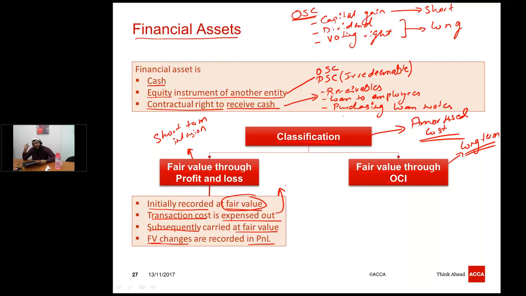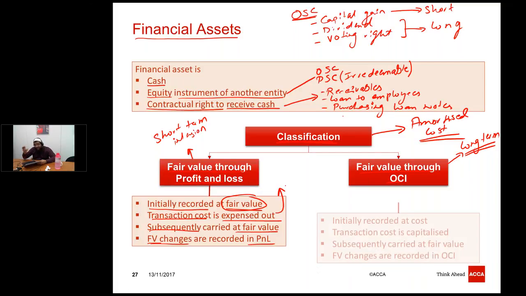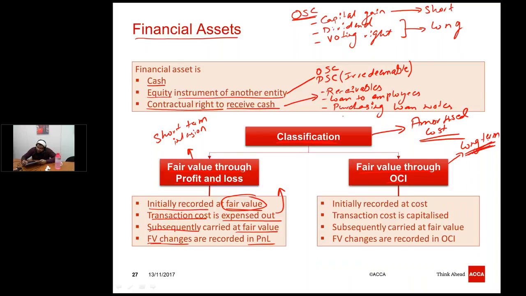However, if the intention would have been long-term, in that case the cost is capitalized. So if we are capitalizing the transaction cost, the asset would initially become at cost. The word cost means fair value plus the transaction cost. So in fair value through OCI, we are actually capitalizing the transaction cost and increasing the fair value to the cost of the asset. And subsequently, we are going to carry at fair value. This is the same. And all fair value changes are recorded in OCI.